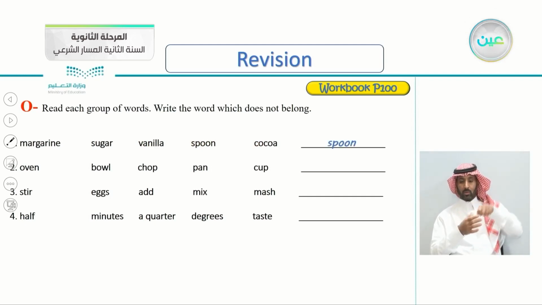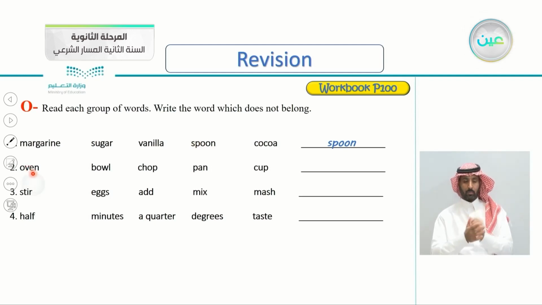Yes, it's spoon. Why? Because all of these are ingredients. Margarine, sugar, vanilla, and cocoa are ingredients, but not the spoon. The spoon is a utensil. So I think now you know how this exercise works.